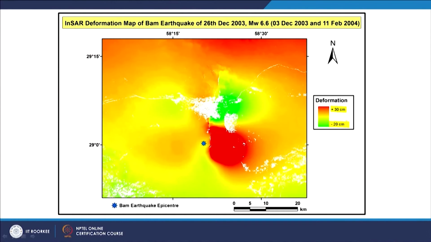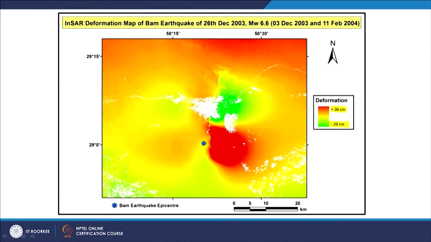So, that kind of deformation estimation is possible through the DInSAR technique, and there are no other techniques which can give us such accurate information about the deformation. So, this kind of deformation estimation has nowadays become more or less standard in almost every earthquake, because regular data is now available, and once the earthquake has occurred, people analyze it.